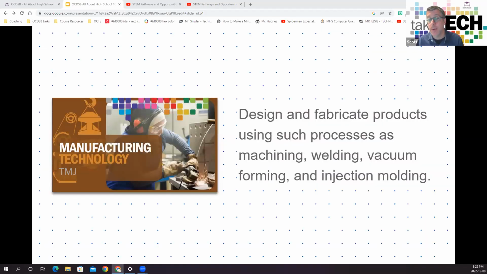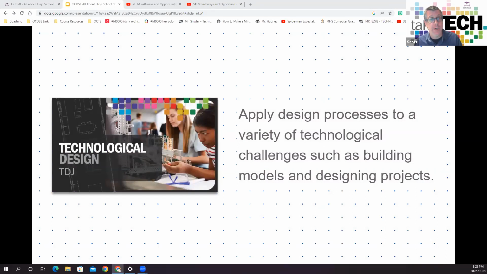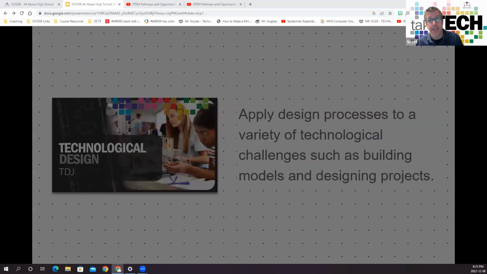We have our TMJ, which is our manufacturing technology. This is where we're using computer-aided manufacturing, where students will make a design on the computer and then have a machine either carve it or cut it out of a material for them. We have technological design, which is the architecture and using drafting skills, using programs like AutoCAD to create designs.